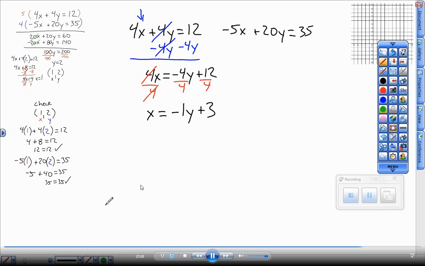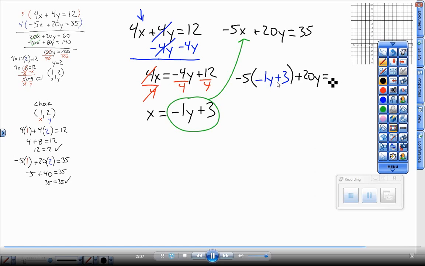Third word is yellow, yellow. I'm going to take this and substitute this into the other equation's x. This tells you where to substitute. This tells you what to put inside there. So I have negative 5 and in parentheses negative 1y plus 3. I still have the plus 20y. Distribute this negative 5 through to give me 5y minus 15 plus 20y equals 35.